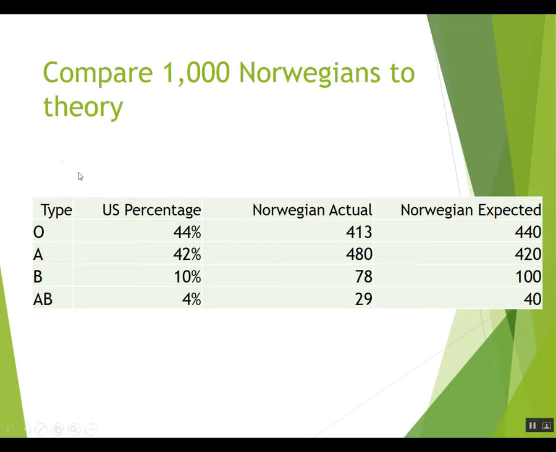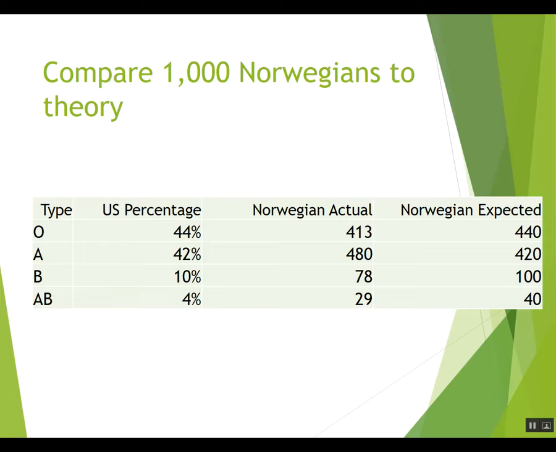So in this second column here, this is what we're comparing things to because this is what it is in the United States. Here's what we actually found in Norway in terms of how many out of the 1,000. These are not percentages, these are the counts, the number of people. And then this Norwegian expected, this is how many we would expect to get if Norway did follow this 44, 42, 10, 4 distribution. So 44% of 1,000 is 440, 42% is 420, etc. So in this third column, we have what we actually saw in Norway, and in this fourth column, we have what we would expect to have if Norway followed the United States.